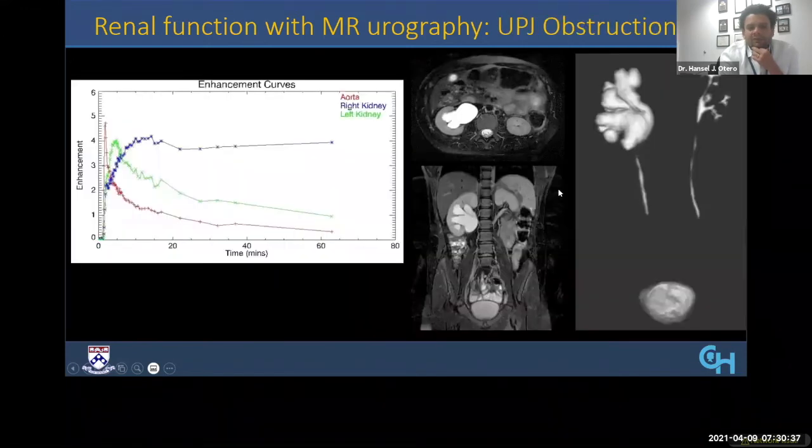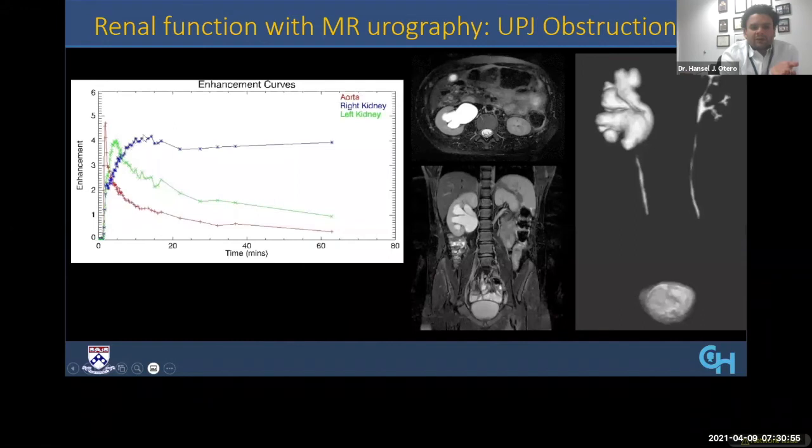How does UPJ obstruction look? These are T2 weighted images that show the dilatation. The T2 axial images show not only the dilatation of the calyces, but of the renal pelvis. This is our 3D model. And when we do our curve, this is how it's going to look.